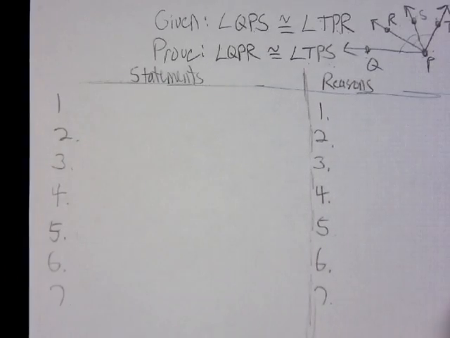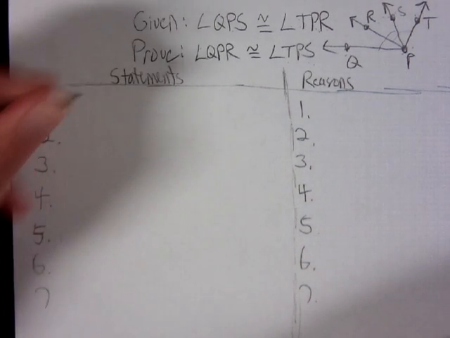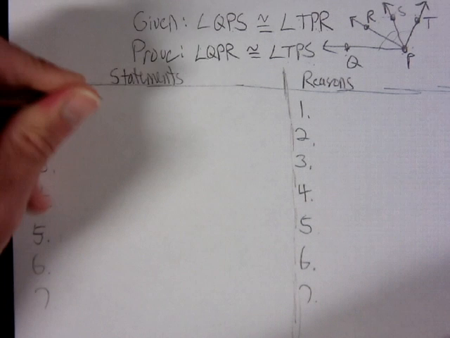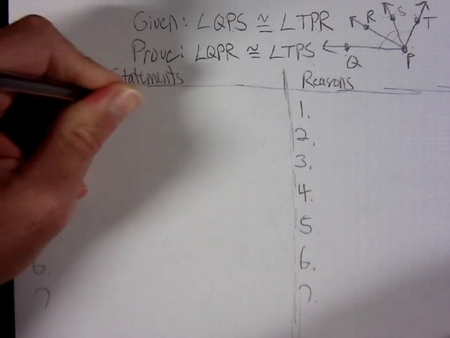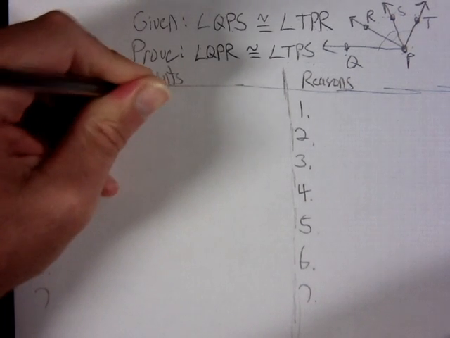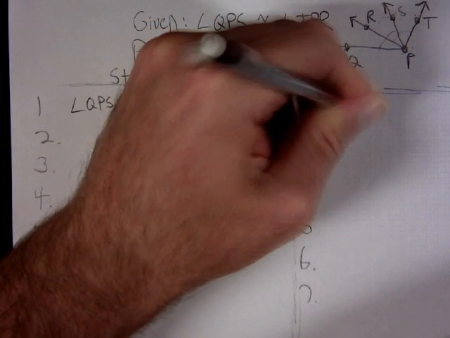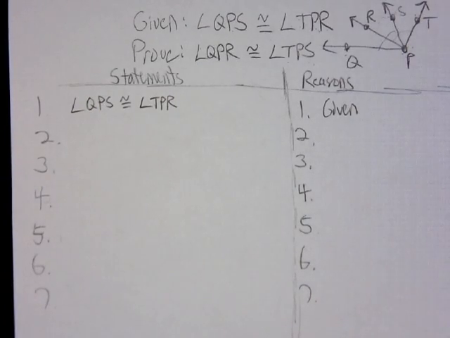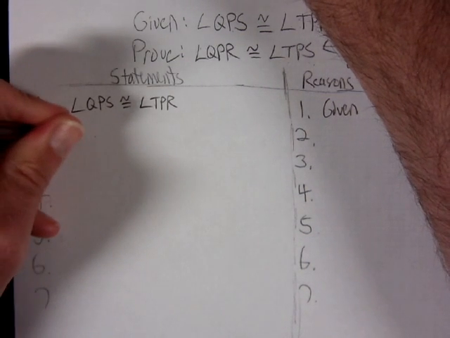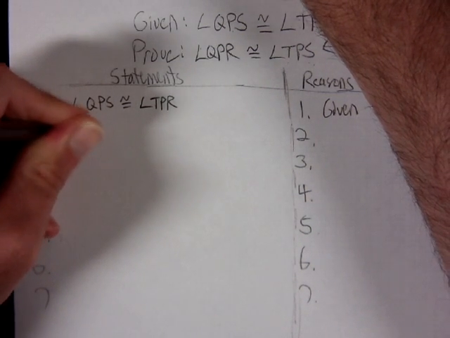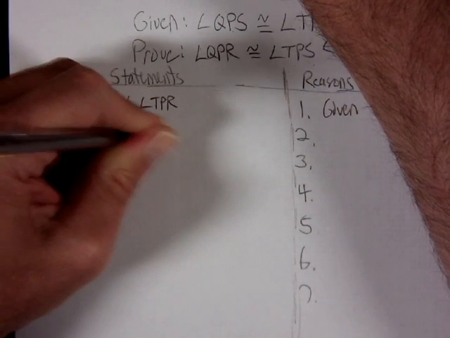Again, let's start with the given information, and that is that angle QPS is congruent to angle TPR, and that is by given information. Now, remember what we said in the other proof? Anytime it starts with congruence, we want to change it to equal. So we're going to change this to the measure of angle QPS is equal to the measure of angle TPR.